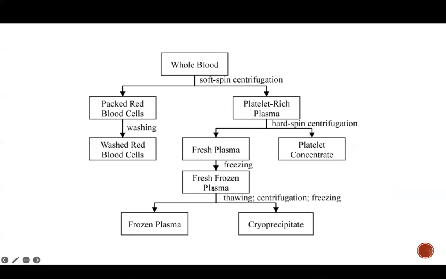It basically contains all the clotting factors and some amounts of leukocytes. On further thawing or centrifugation, it gets separated into frozen plasma and cryoprecipitate. Cryoprecipitate mainly contains factors 2, 10 and 8. It does not contain the other factors.